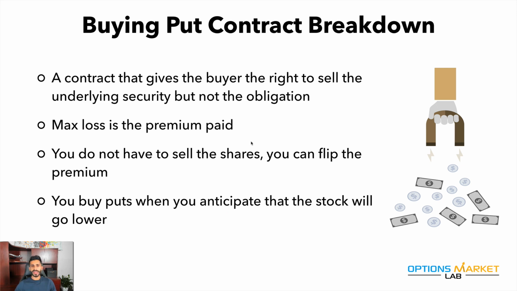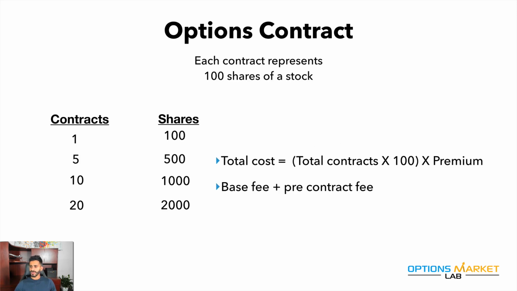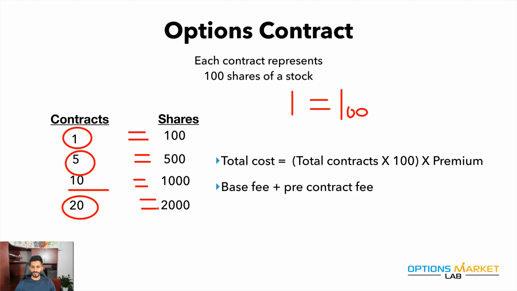Now let's go into an option contract and break it down. Now, when you look at an option contract, you have to understand that each contract represents 100 shares. So if I buy one option contract, I am controlling 100 shares. If I buy 5 contracts, I am controlling 500 shares. 10 contracts, 1,000 shares. 20 contracts, 2,000 shares.